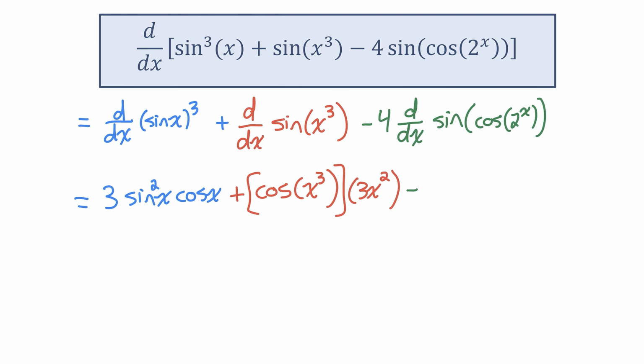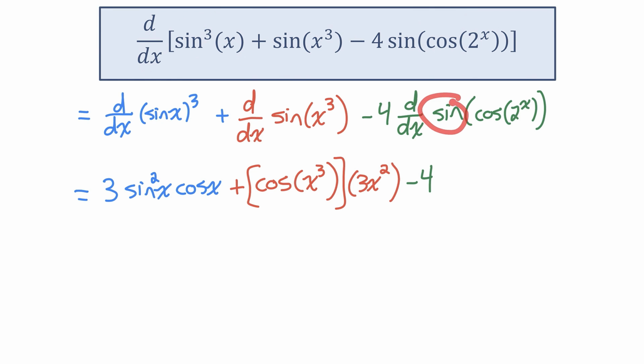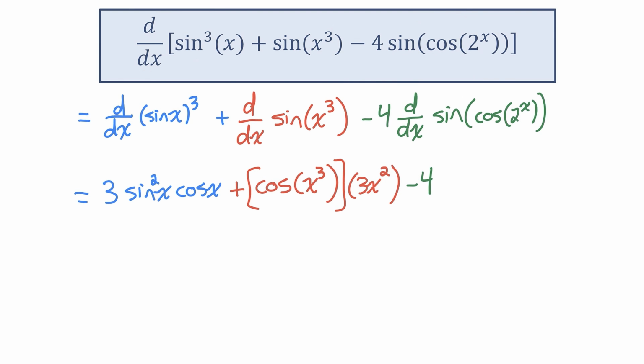Minus, I had a constant factor of 4, so I put that in front of the derivative. And I need to multiply that by the derivative of sine of cos of 2 to the power of x. Start with the outermost function, sine. The derivative of sine is cosine, so I can change it to cosine of, keep the argument the same, cos of 2 to the power of x, but then multiply by the derivative of the argument.